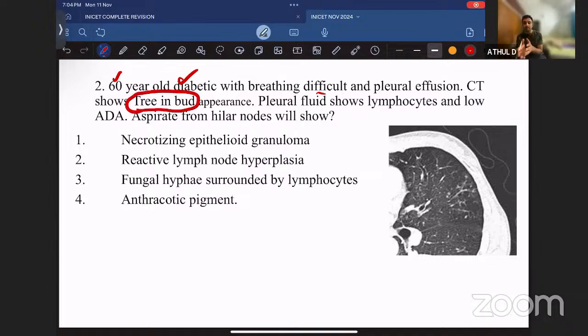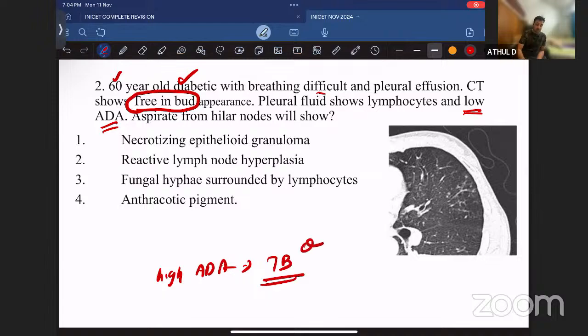And some of the students are in question, there is low ADA level was given. Some were telling that it was high ADA level. I'm not sure. So if high ADA and tree in bud, then there is no doubt that will be TB. If the question showed history of fever, high ADA levels, then there is no doubt. Whenever there is tree in bud like appearance, that is definitely of tuberculosis.